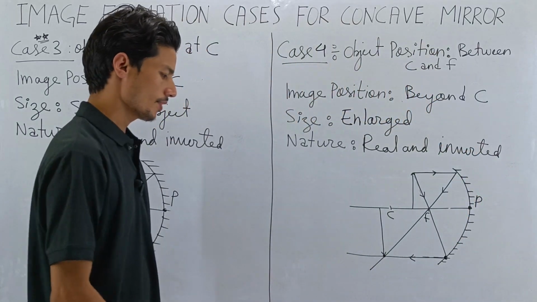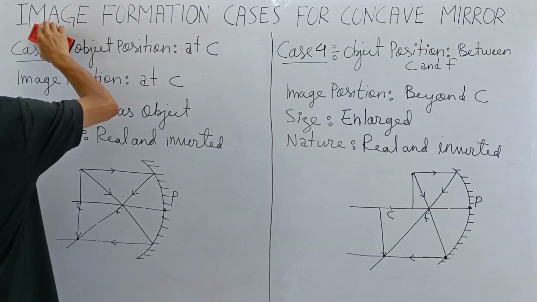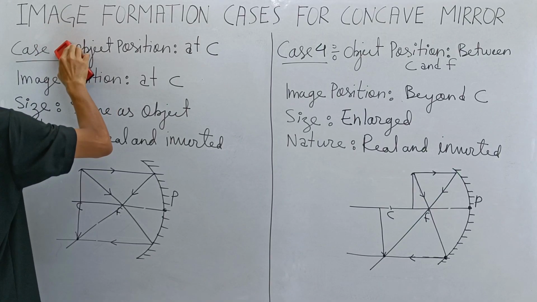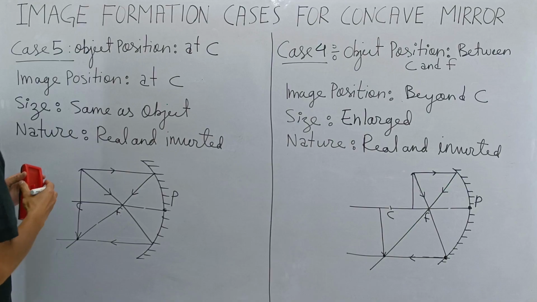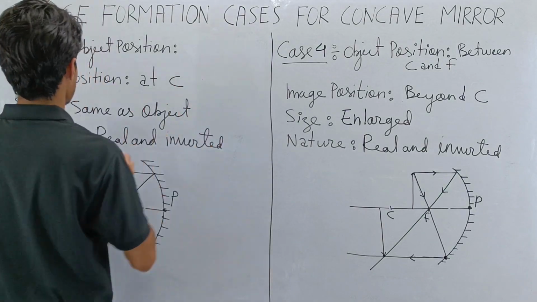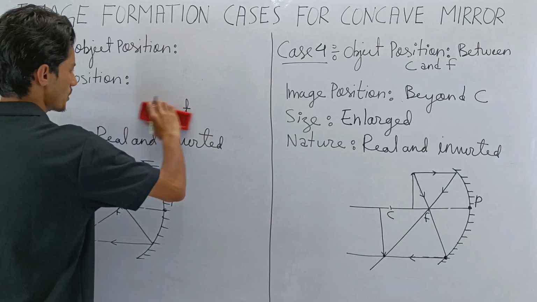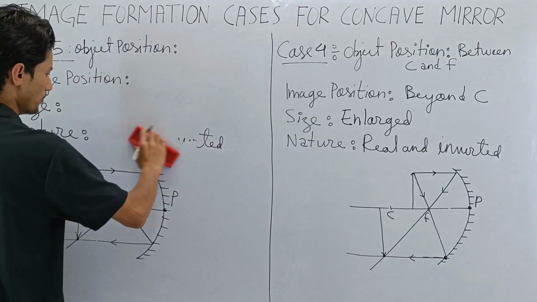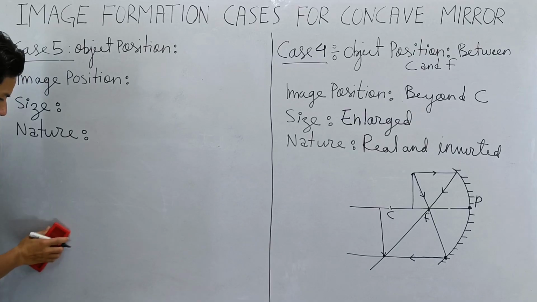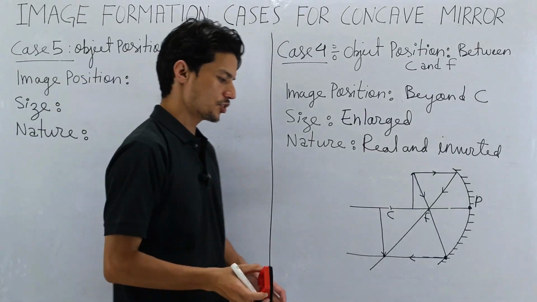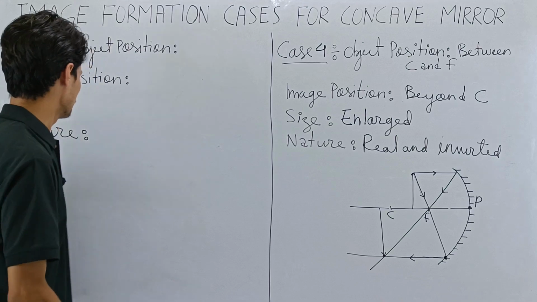Now we will go to the fifth case, case number 5. So let's study case number 5. Object position will change, image position will also change, size will also change, nature will be the same, but we will write again. We will not be lazy. I will not be lazy, so you will also not be lazy. Teacher is not lazy, so student cannot be lazy. Yes or no?